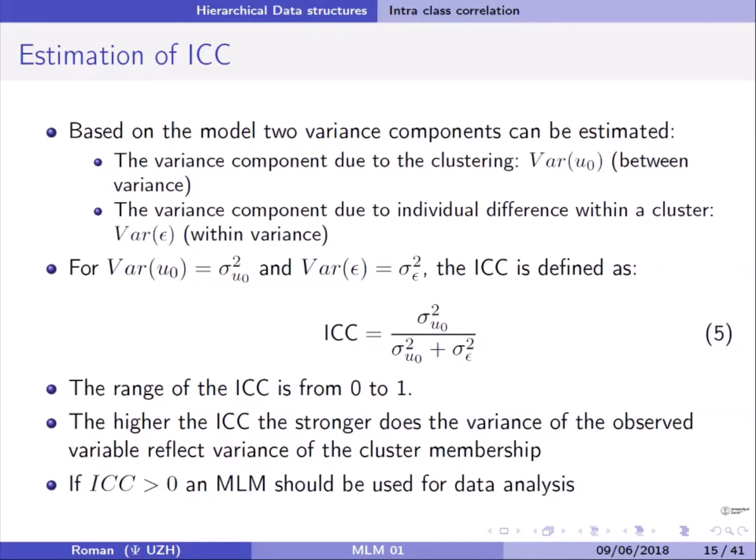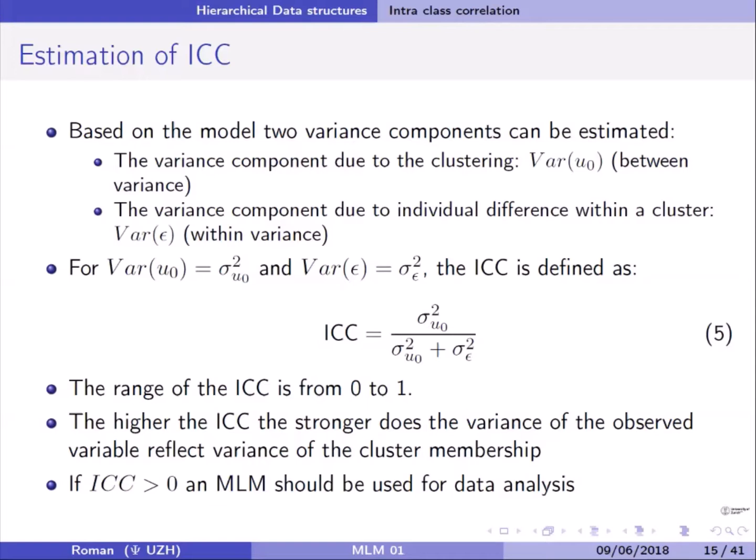So what we're doing, similar to R squared here, is we're dividing the known variance due to the cluster by all variance here. This will always range from 0 to 1. The higher the ICC, the stronger the variance of the observed variable reflects the variance of the cluster membership, also known as, the clustering is stronger. A higher ICC suggests that the groups are more similar within one another, and between the groups there are relational differences with the outcome. If the ICC is greater than 0, we should use an MLM for data analysis.